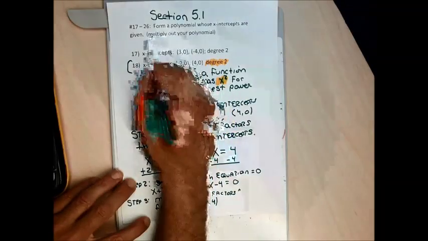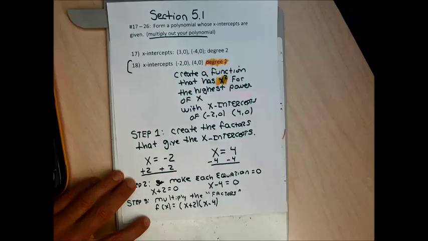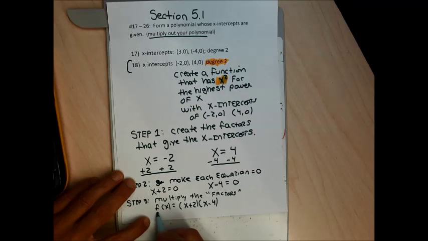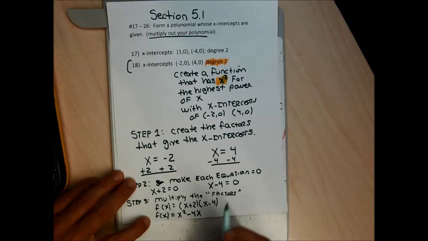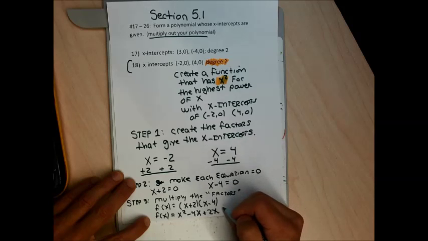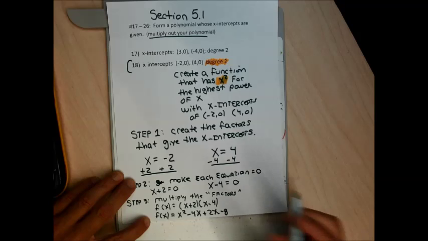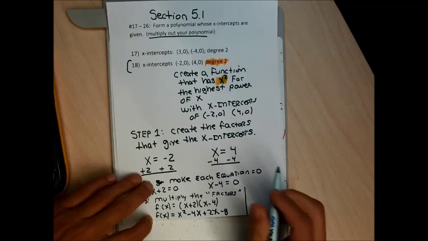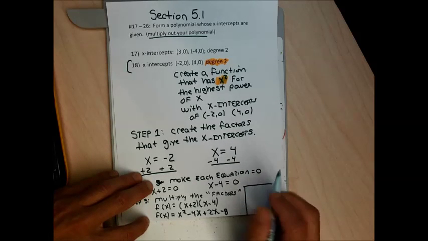The instructions say to multiply out my polynomial, so I'm going to do that. I'm going to FOIL this. My firsts are x times x, which is x squared. My outers are x times minus 4, which is minus 4x. My inners are positive 2 times x, which is 2x. My lasts are 2 times negative 4, which is negative 8. I'm going to combine my outers and inners, and I'm going to get an answer to number 18.